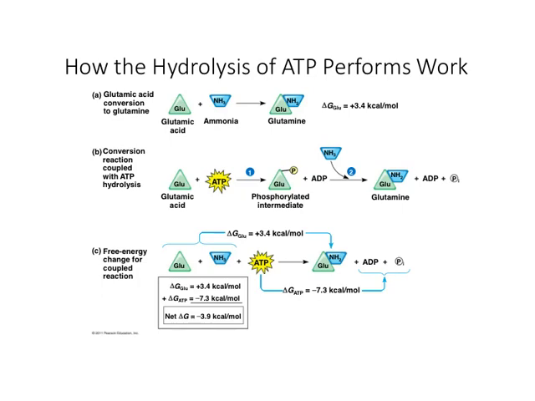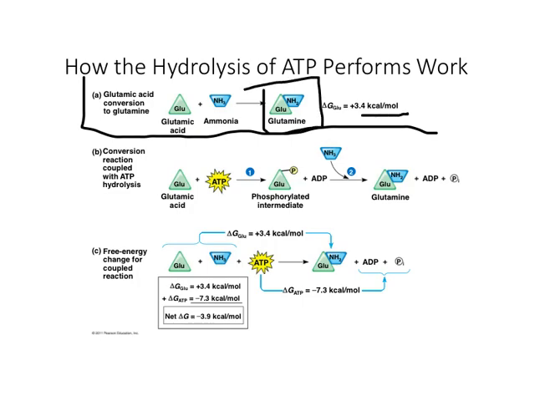In this diagram, what we're basically seeing is the same reaction, glutamic acid plus ammonia to make glutamine, but we're going to see this in 3 different steps. Just looking at the reaction by itself, we have the glutamic acid and the ammonia, and it forms glutamine. We're using up about 3.4 kilocalories per mole of free energy.